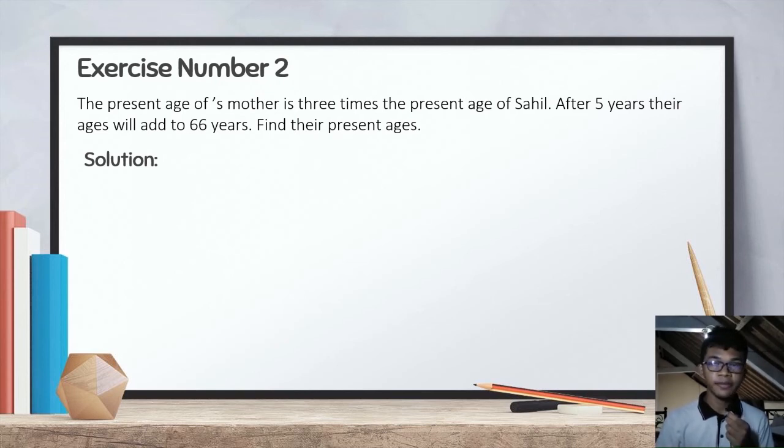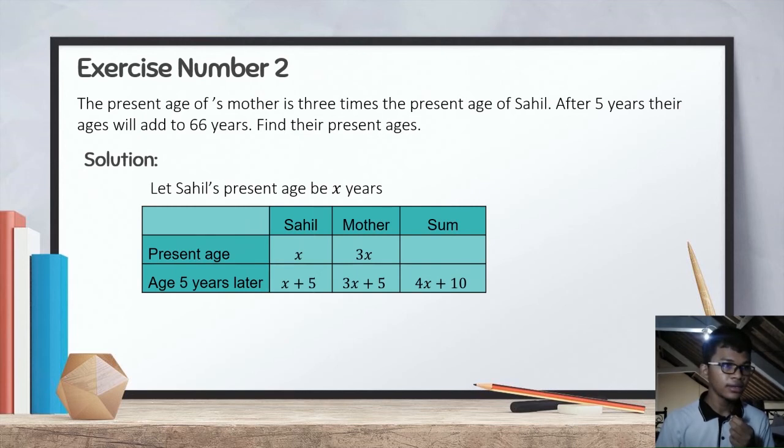So, I will not explain step 1 and step 2 about the available information and what we want to find, okay? So, let Sahil's present age be x years. Look at this table. Sahil's age is x, and then mother's age is 3x. After 5 years, Sahil's age will be x plus 5 and mother's age will be 3x plus 5. So the sum of their ages after 5 years is 4x plus 10.